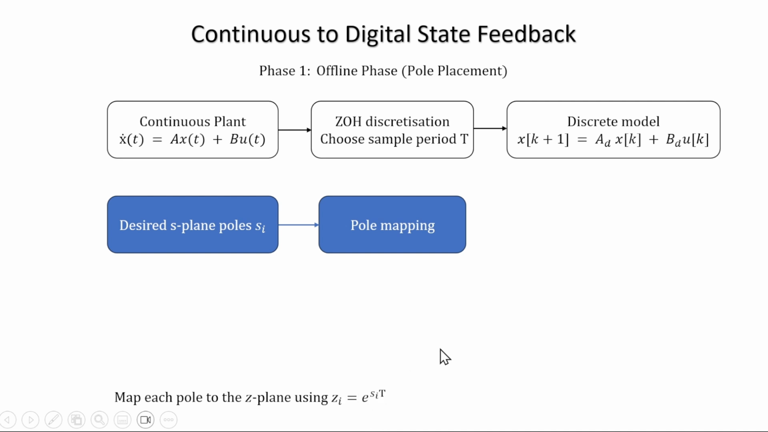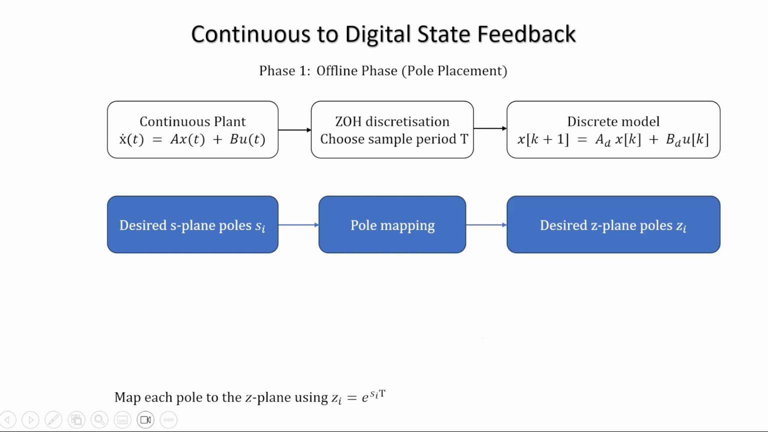Suppose, for example, your desired poles are -2 and -1. Then the discrete domain poles will become Z1 equal to e to the power of minus 2T and Z2 equal to e to the power of minus T. So these are your poles mapped in the discrete domain. This is how you can convert the continuous domain S plane poles to the discrete domain Z plane poles.